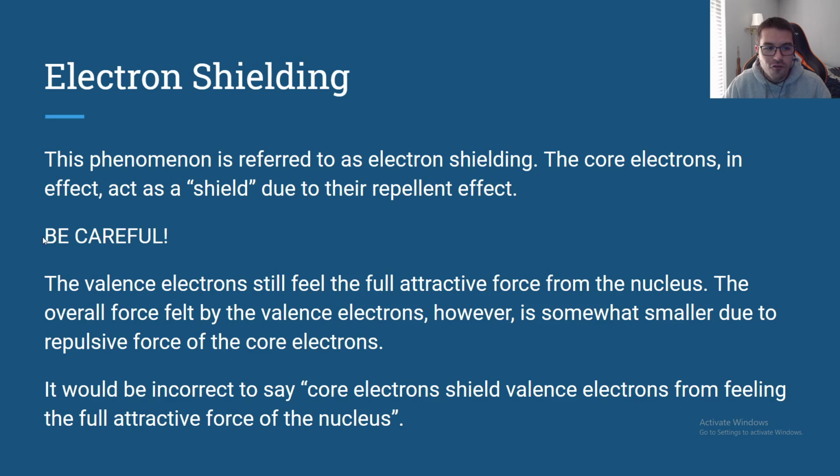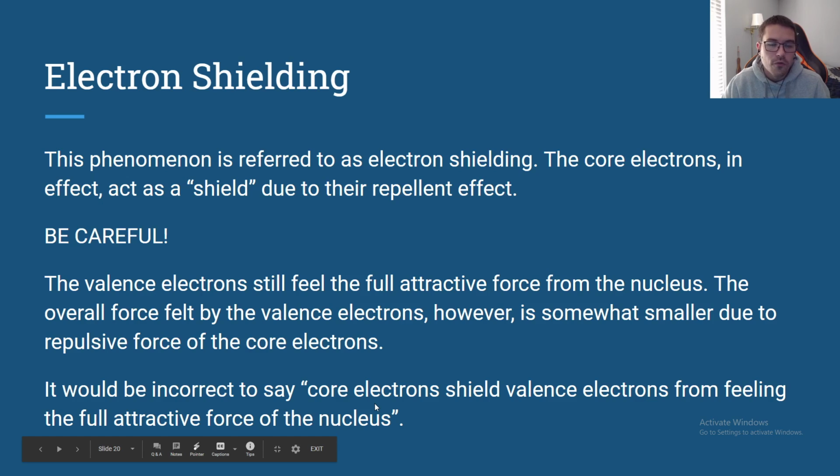And this is a slide that I had for my AP Chemistry kids, okay? So you don't have to be quite a master of electron shielding as they are, but let's be careful about how we talk about it, right? The valence electrons do still feel the full attractive force of the nucleus. They still feel the full positive force. The overall force that they feel, though, is somewhat smaller due to the repulsive force of the core electrons, all right? So they feel the full positive force, but they also feel a repulsion or a repelling force, and so the overall force is smaller than the total positive force. It would be incorrect to say core electrons shield valence electrons from feeling the full attractive force of the nucleus.